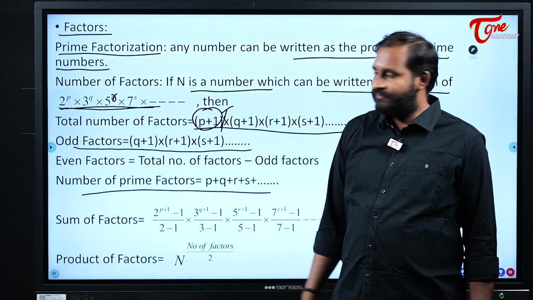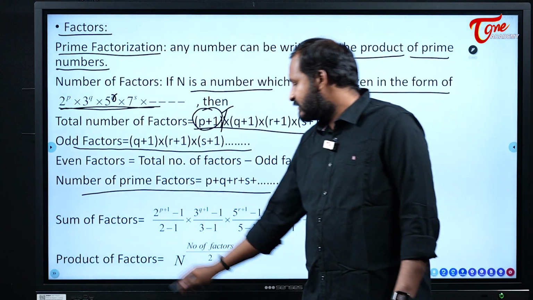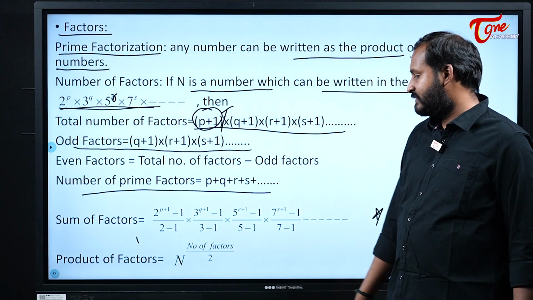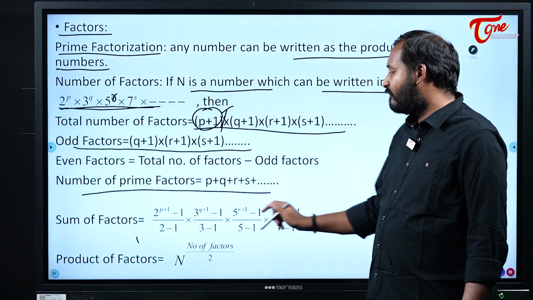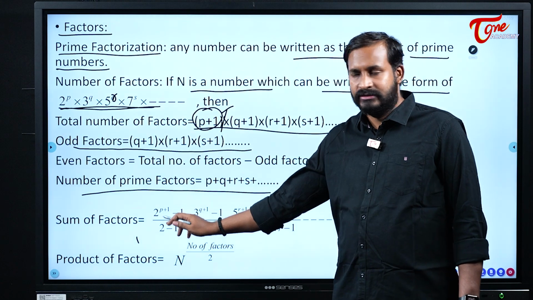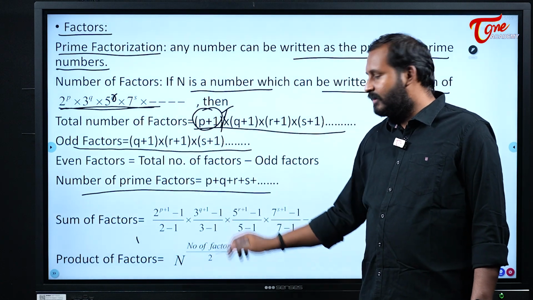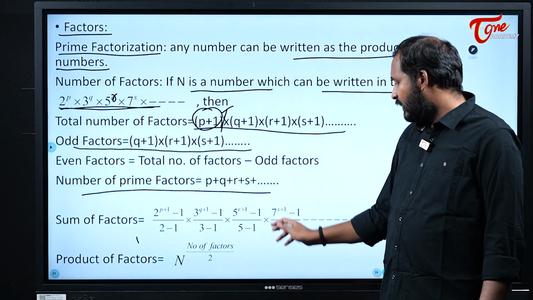Simply add the powers. If you add the powers, you will get the number of prime factors. Next, the sum of the factors and the product of the factors, we will very rarely use, but you should know the formula. The formula for the sum of factors is (2^(p+1) - 1)/(2 - 1) times (3^(q+1) - 1)/(3 - 1), and so on, like this.